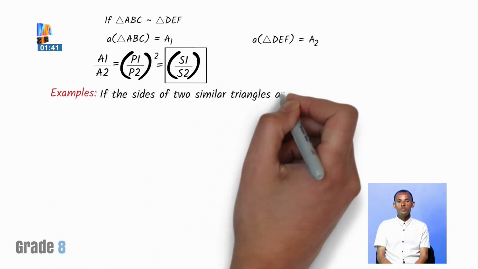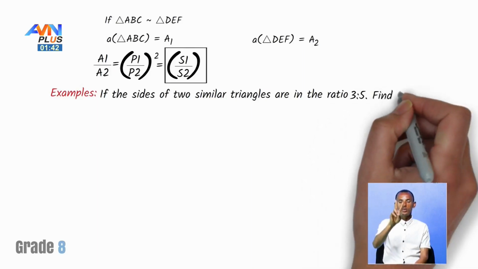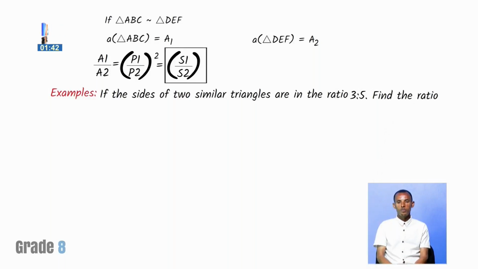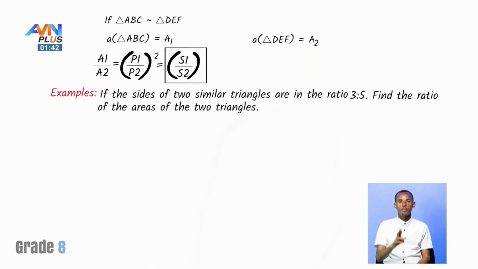If the corresponding sides of two similar triangles are in the ratio 3:5, find the ratio of the areas of the two triangles.